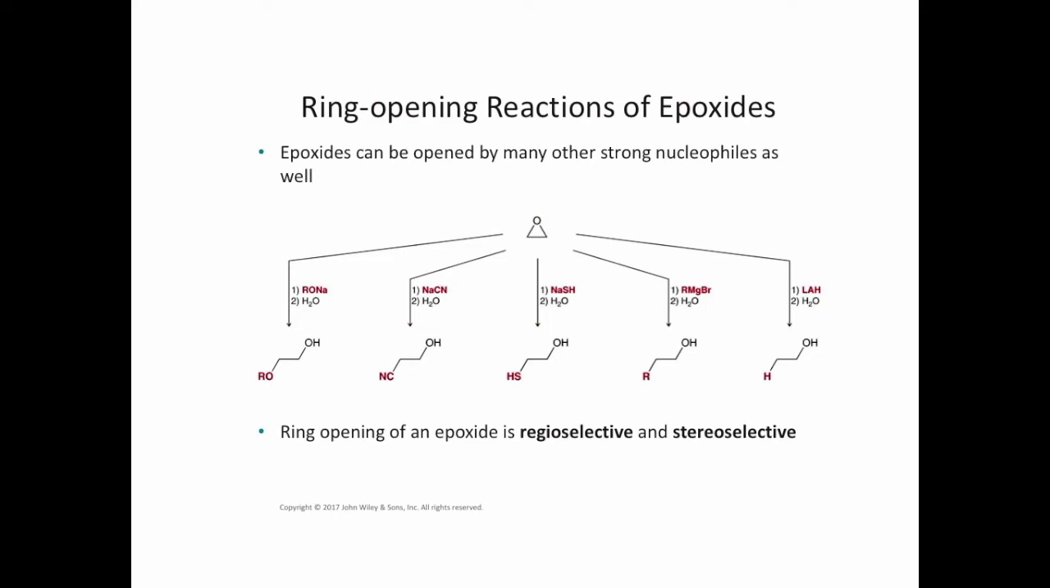And this is an overview of all the various nucleophiles that can open up an epoxide. So we could have an alkoxide where R is an alkyl group. We could have a cyanide, so that's carbon triple bonded to nitrogen with a negative charge. We could have a thiolate, an SH. We could have a Grignard, and we could have a hydride.